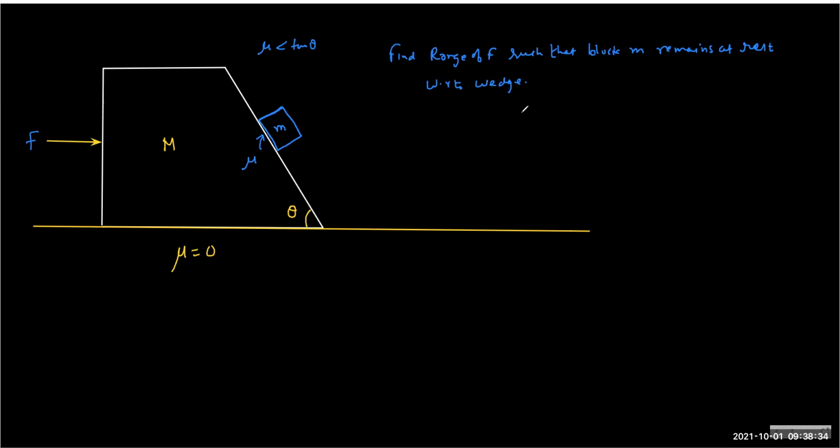Now here the wedge is not supposed to be at rest, or not necessarily at rest. So now we have to find what is the minimum and what is the maximum force that I can apply such that the block still remains at rest with respect to the wedge. In the normal case, if you do not apply force, everything will move because the friction is not sufficient to keep the block at rest. So you can start with the minimum force.